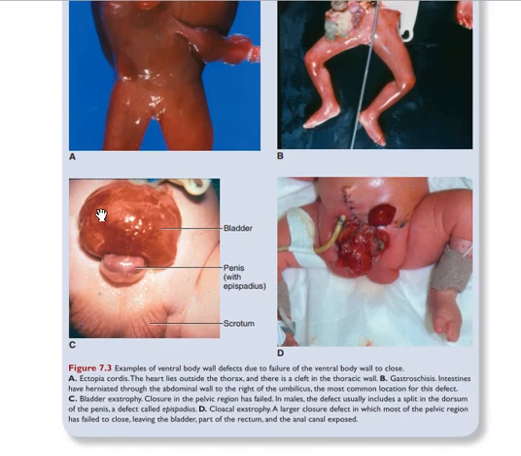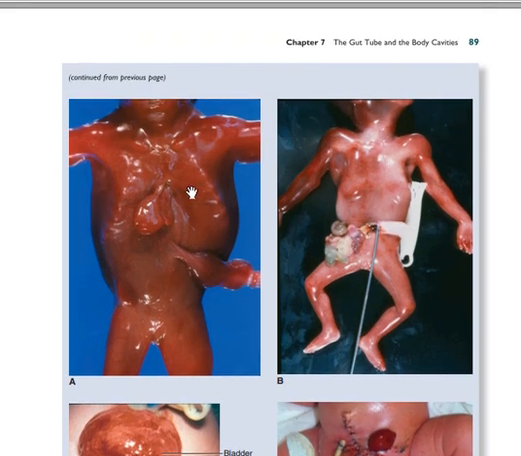Is it clear? Now these are images. What this image can show you is an ectopia cordis. Is it clear? And a form of omphalocele here. This one is a gastroschisis. Gastroschisis is why? Because the abdominal contents, such as the bowels, are not enclosed within a membrane.